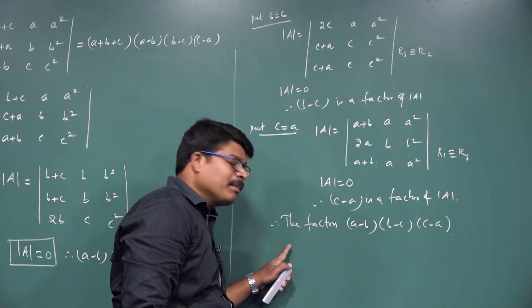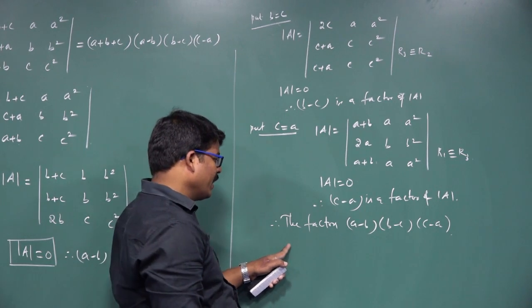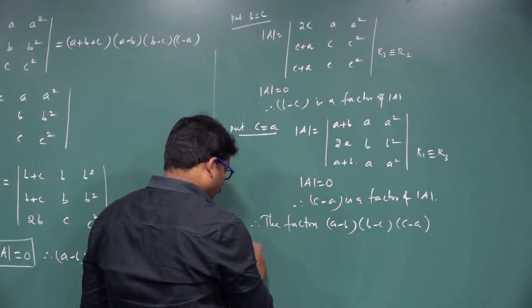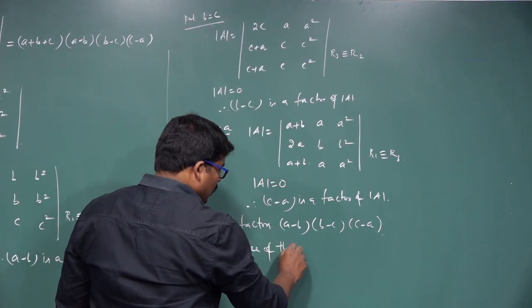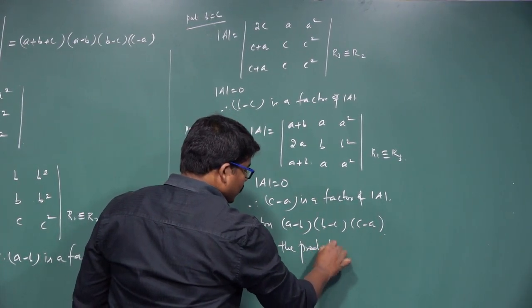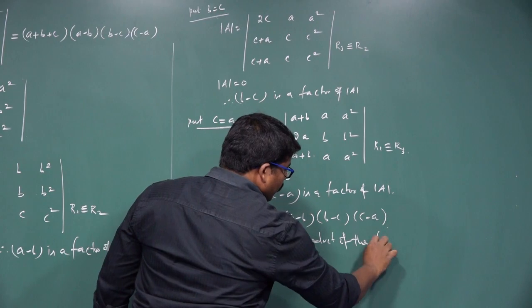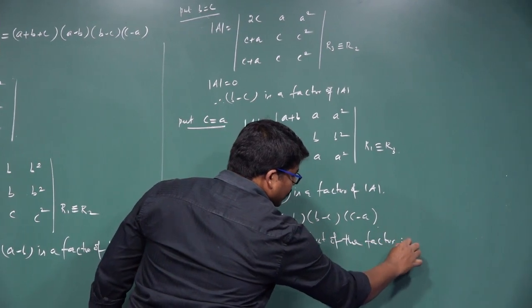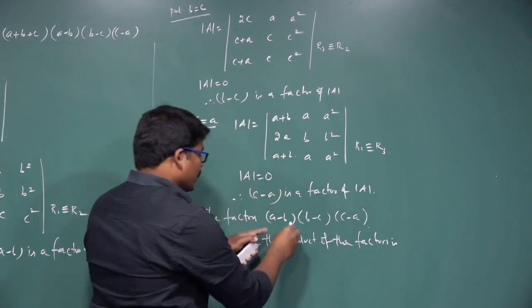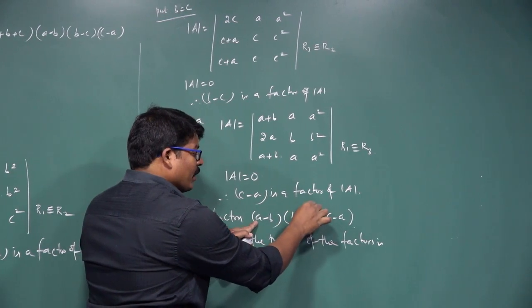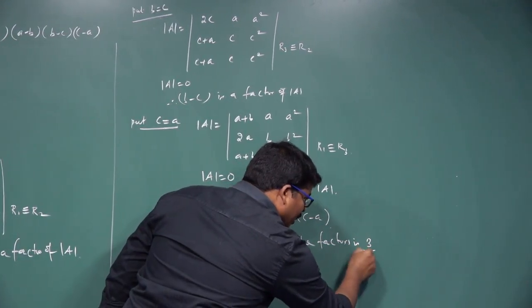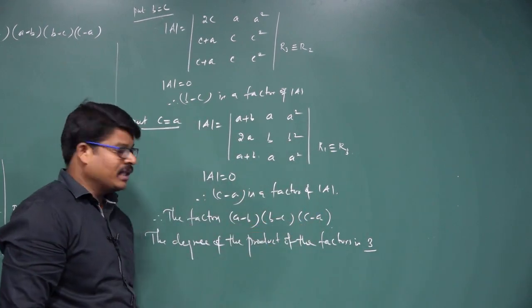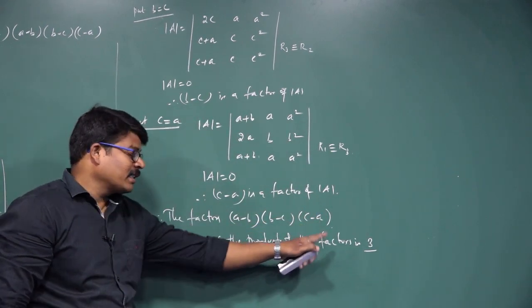Now find the degree of the product of the factors. The product of the factors is a minus b whole power 1, b minus c whole power 1, c minus a whole power 1. Adding the degrees, 1 plus 1 plus 1 is 3. The degree of the product of the factors is 3.